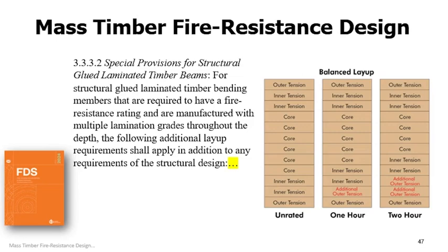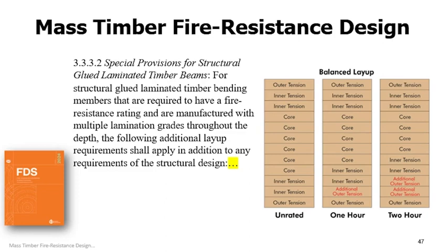Now, as for glued laminated timber beams, these members typically have stronger laminations at the top and bottom than when compared to laminations closer to the neutral axis within the layup. Because of this, additional tension laminations are required to replace interior core laminations so that the extreme fiber remaining on the reduced section will have adequate strength. This is a detailing provision that requires communication and coordination between those responsible for the fire resistance design and those responsible for the structural design.